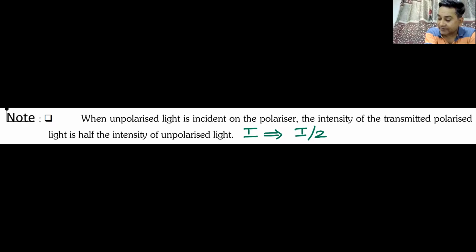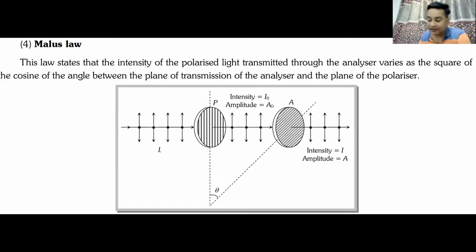Then comes the next heading, and it's the most important thing of this chapter. There are two laws that you must understand. The first of these is known as the Malus law. The second one is known as the Brewster law. The first heading that we are going to write is the Malus law. And now it is very evident. We have already seen one example.